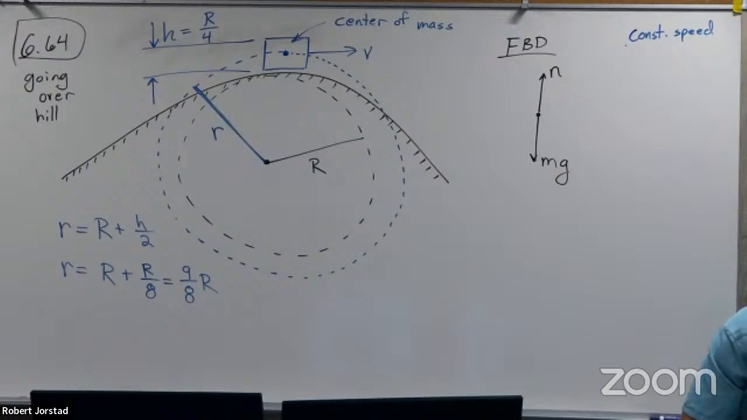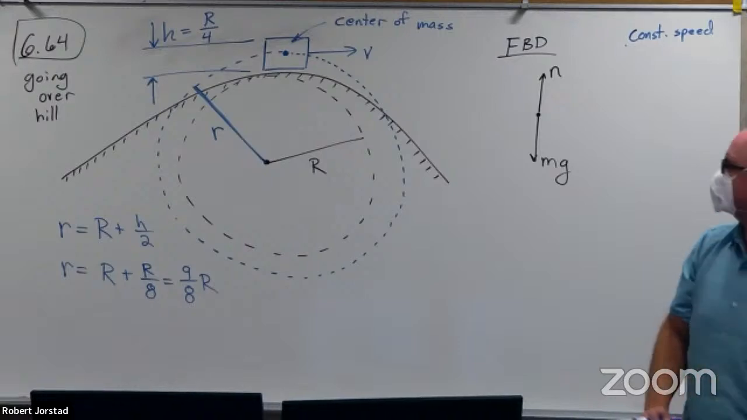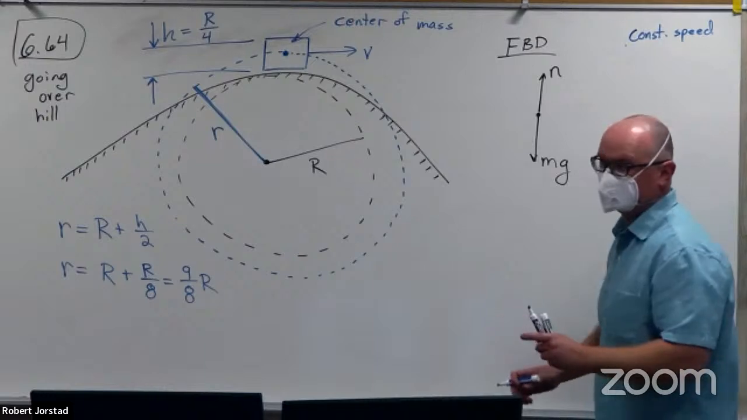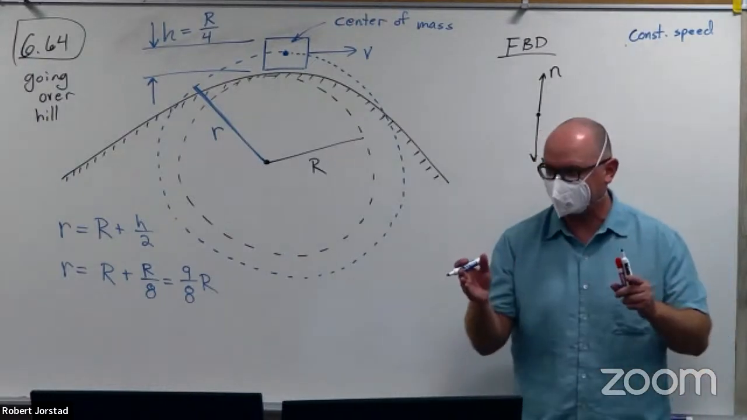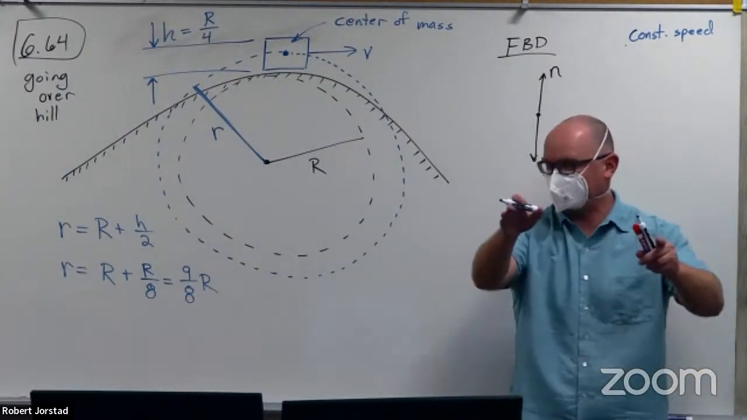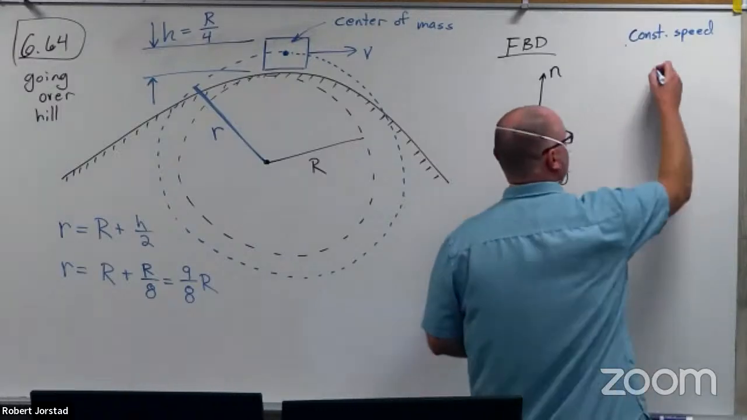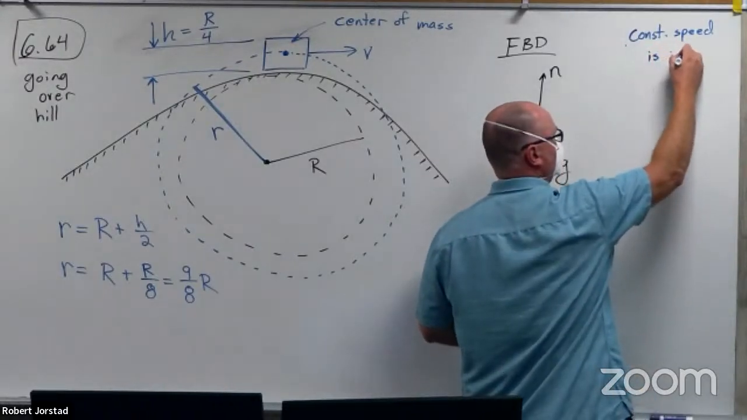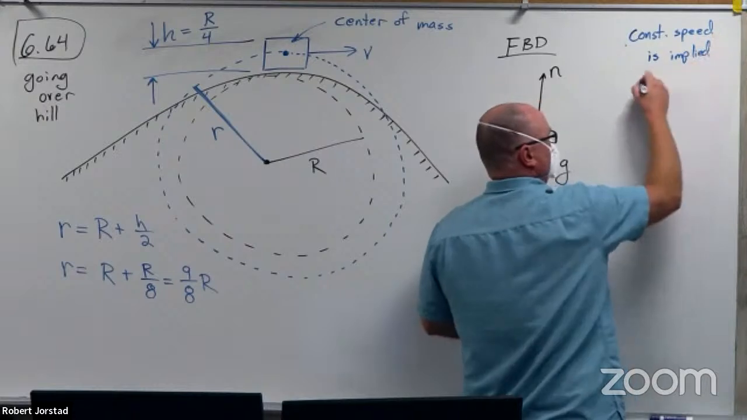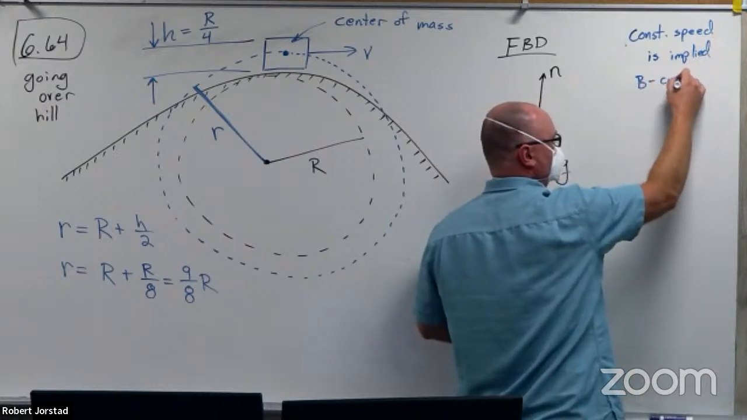No. Doesn't say. It says, suppose you're told to speed the velocity. Oh, okay. It says the speed is v. If it says the speed is v, it should be constant. So that's implied. That was tricky.